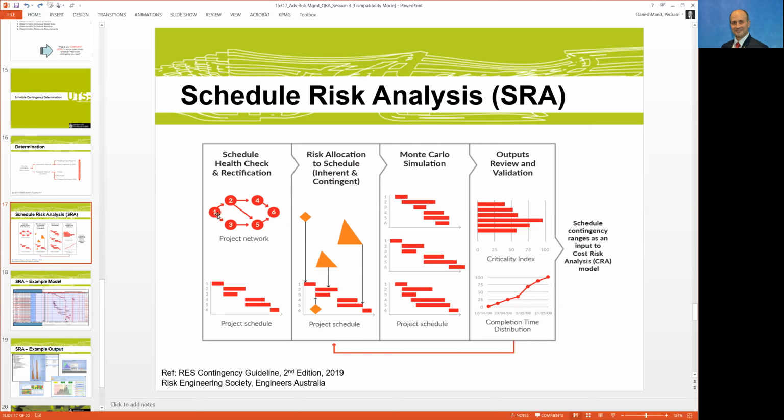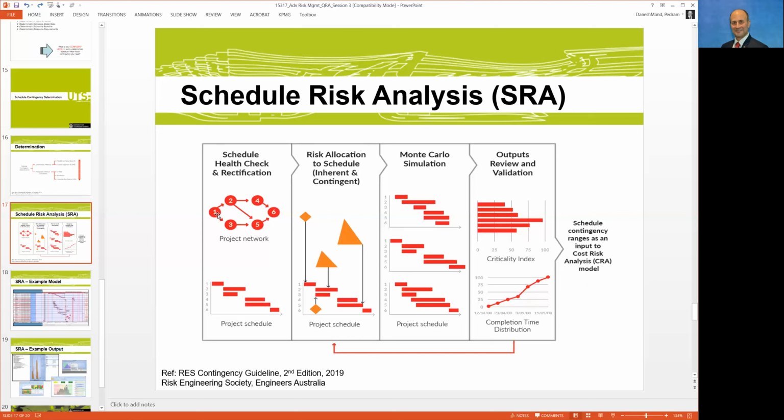And there are some requirements. As I said, please refer to the guideline, and the guideline will provide you with the quite detailed steps of this process. After you're comfortable and rectify the problems, then you need to allocate the risk into the schedule, and it might be through the inherent and contingent. There's a number of ways, like the 3-point people put the durations or uncertainties against the activities, and also put the contingent risk into it, or some of the methodologies like risk factor. So there are a number of different ways that you can allocate the risk into the schedule.